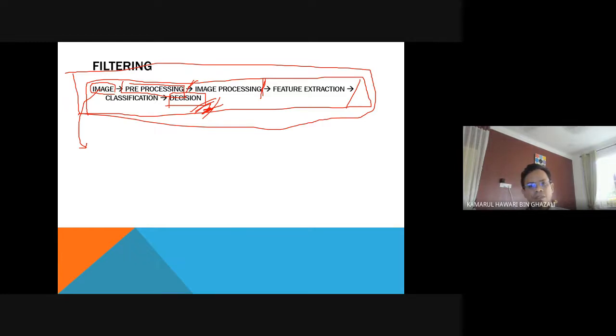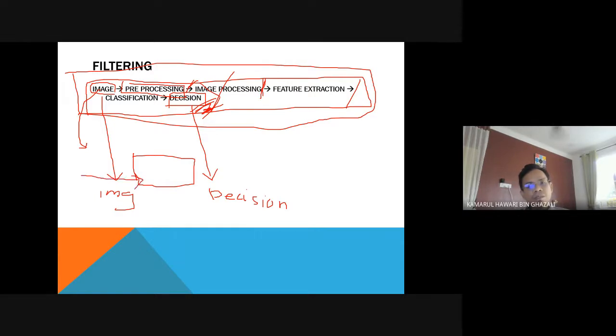1, 2, 3, 4, 5, 6, 7, 8, okay, until you get decision. But now, because of the technology, computer, processor, graphic, and so on, you don't worry about this anymore. You just need to have this image and this decision. Image, IMG. So you don't care what's going on. You don't care what's happening. You don't have to know what's inside there. You give this one, then you get decision.